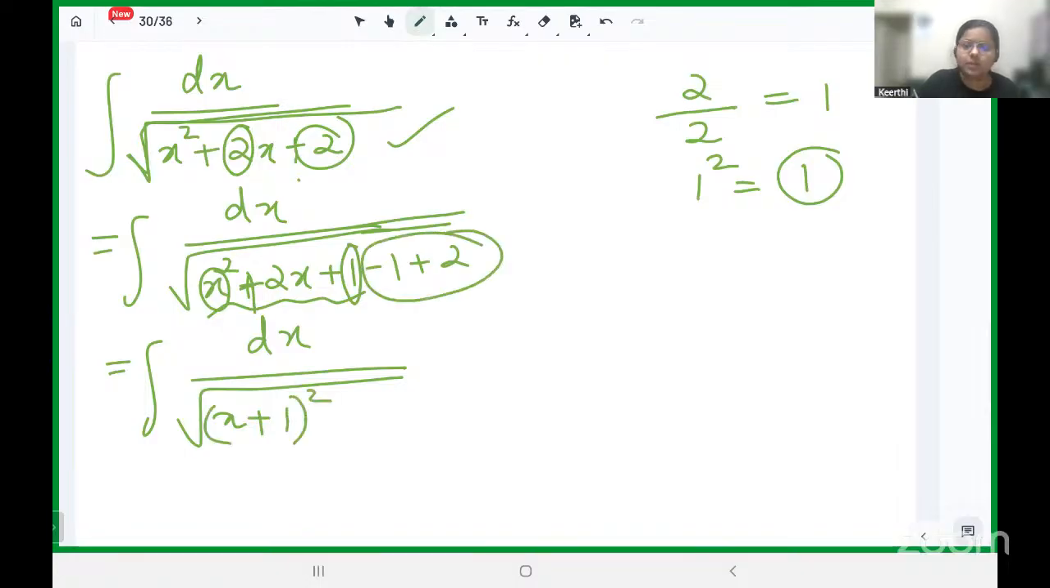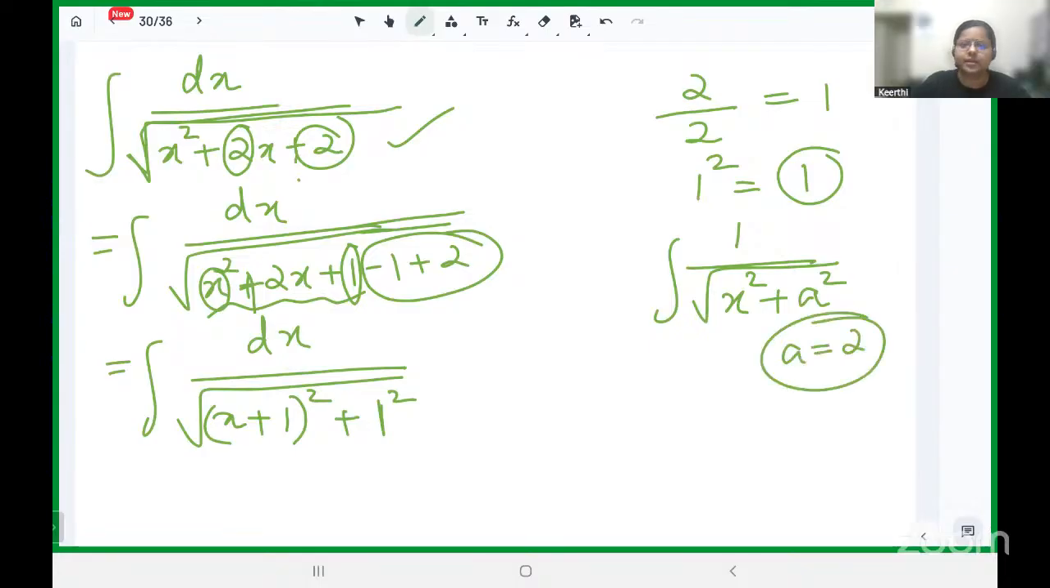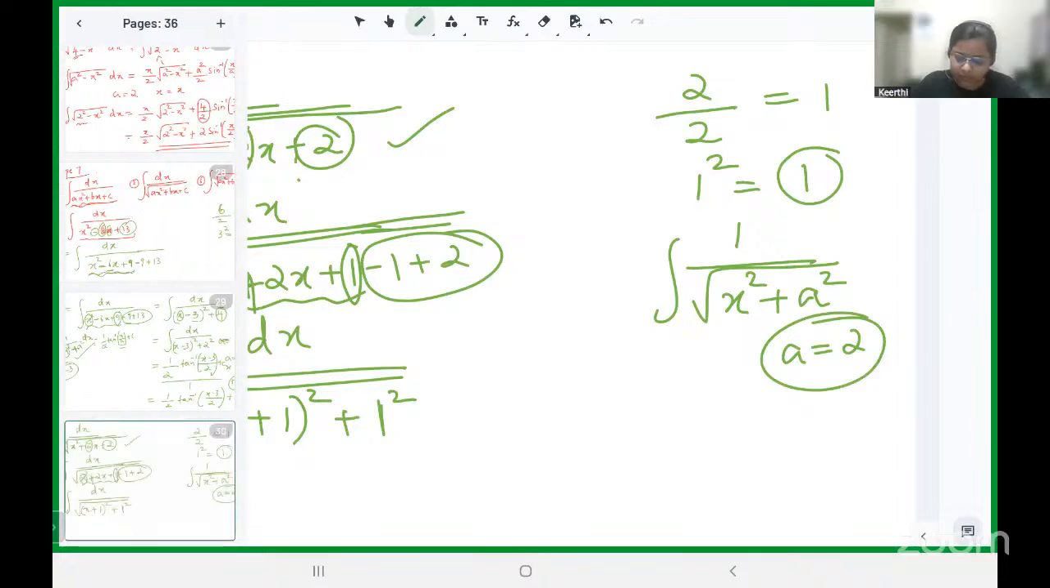Then minus 1 plus 2. Minus 1 plus 2 is plus 1. Now this became of the form integral 1 by root of x square plus a square, where 1 can be written as 1 square. Root of x square plus a square is log mod x plus root of x square plus a square plus c. Now what you have to do is put the value of a as 2 and then you will get the answer for that question. That I'm not doing completely.